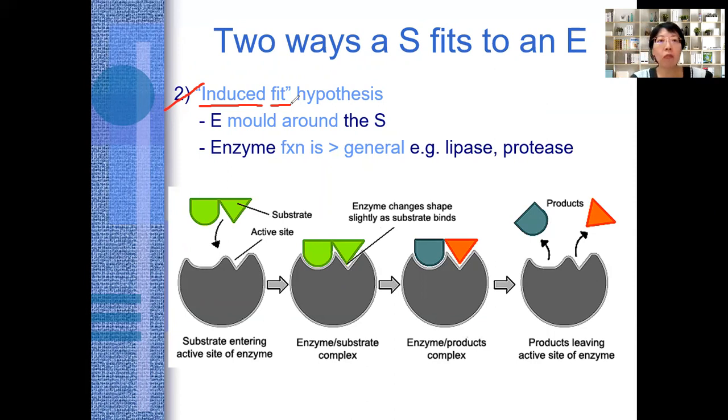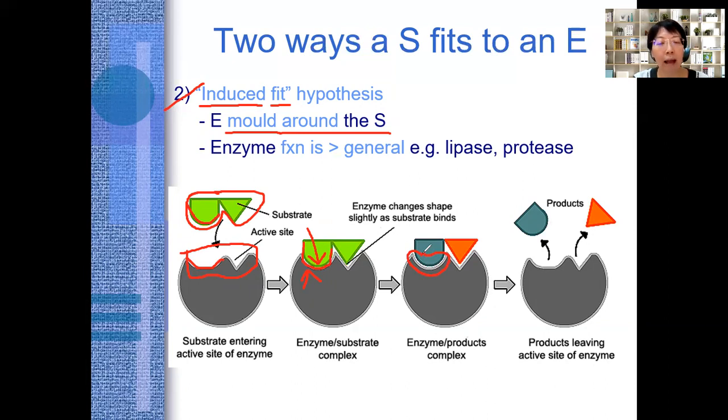In the same way, when a substrate whose shape is not complementary to the shape of the active site touches the active site, the enzyme will then mold around the substrate. Can you see? The original shape here is not complementary to the shape of the substrate, but when the substrate sits into the active site, the enzyme is induced to mold around it. Now you can see that the shape is exactly complementary between the active site and the substrate.